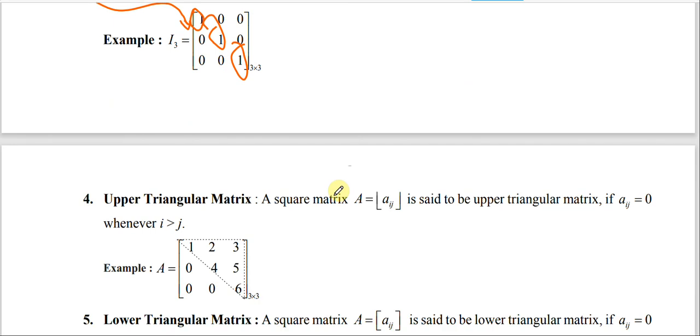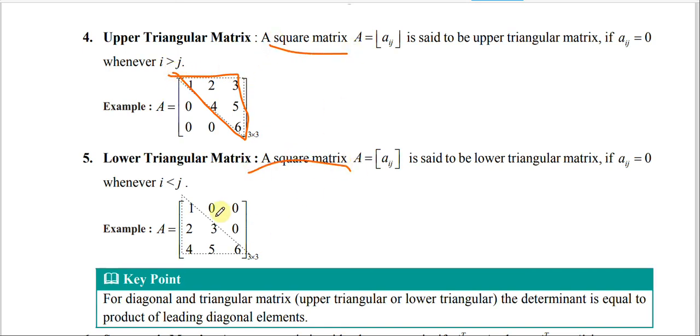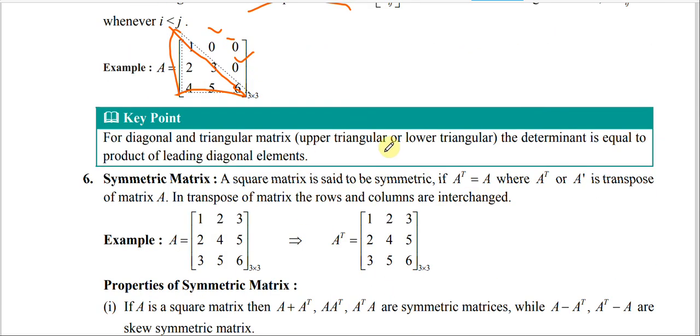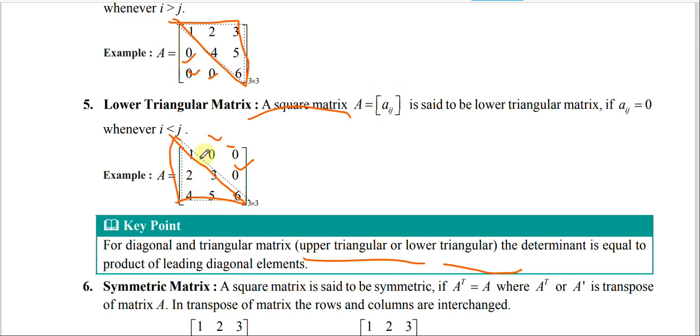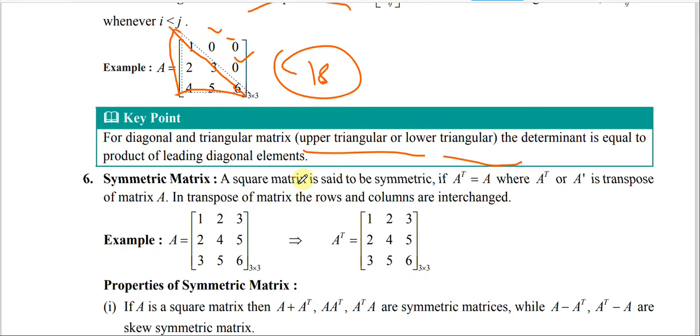So keep in mind, an upper triangular matrix means a triangle will be formed in the upper part. Again for a square matrix, a triangle will be formed in the lower part for a lower triangular matrix. What is the meaning of triangle formation? It means the other elements will be 0. For diagonal and triangular matrices, both upper and lower triangular, the determinant value is equal to the product of the leading diagonal elements. No? For leading diagonal elements 1, 3, 6, 18 will be its determinant value, and 24 will be the other determinant value. We only have to multiply.